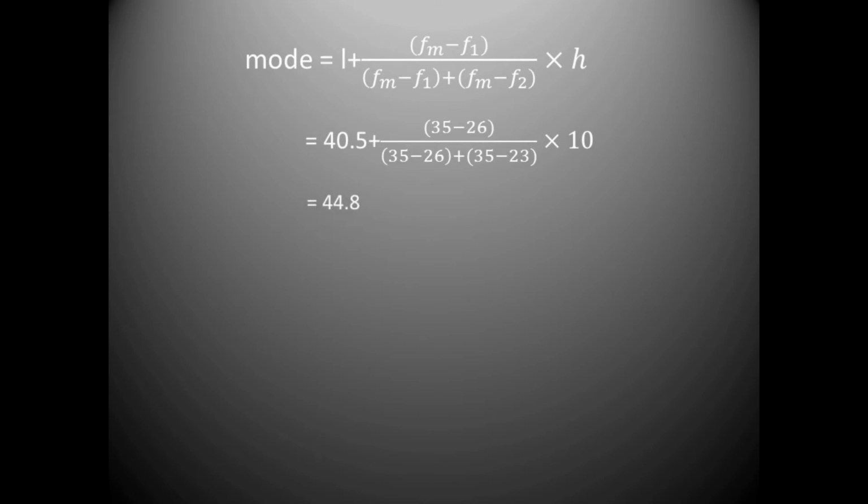Putting the values in the formula, we have 40.5 plus (35 minus 26) divided by (35 minus 26 plus 35 minus 23) multiplied by h. When we calculate all these values, we get 44.8, which is the mode of our example. Remember, as we discussed earlier, mode is sometimes called model, but the meaning of both words is the same: the most common value in the data.